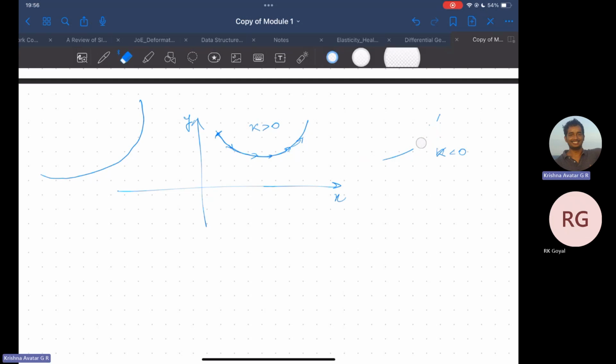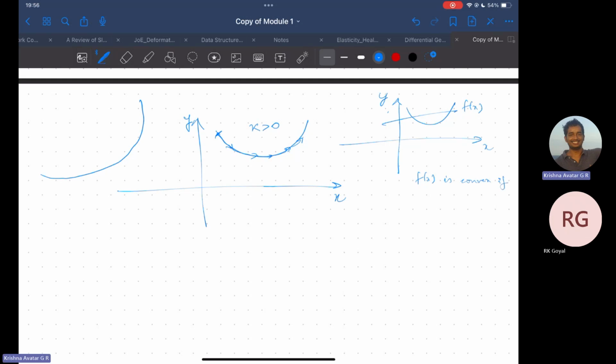So the way we define convexity of a function is in a different sense. So we have this function here, x and y, and this is f of x. We say that a function f is convex if, say we have x naught to x1, any point between these endpoints we can always map as x equal to (1 minus lambda) x naught plus lambda x1.